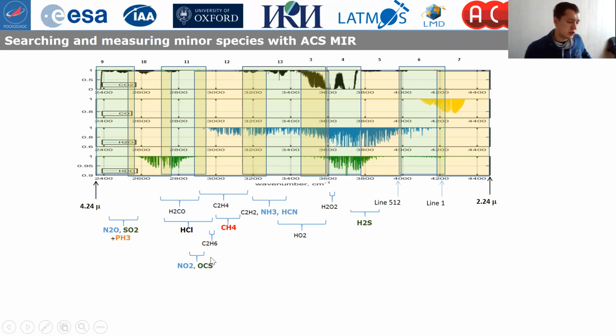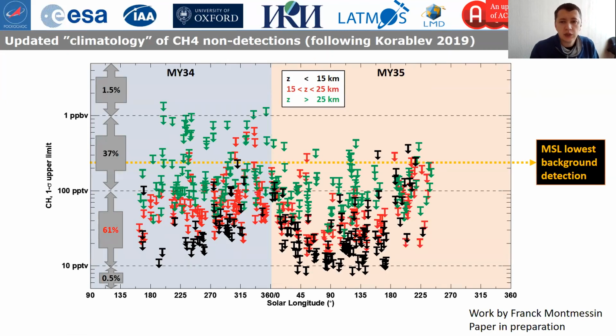All that has been measured from 2018, so more than 2 terrestrial years and more than 1 Martian year. So we have quite a big statistics already collected. This data is being processed. We do have certain improvements, of course. And I will start from methane, of course. This is work led by Franck Montmessin. The paper is in preparation.